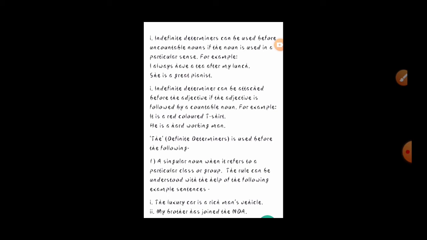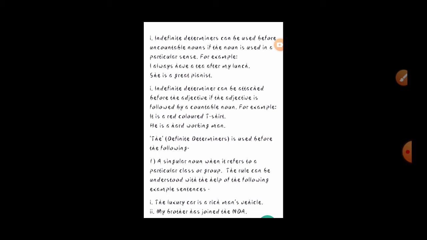For example, she is a great. Specific or particular sense we can use in case of uncountable nouns also. We can use a and an. So next is indefinite determiners can be attached before the adjectives if the adjective is followed by a countable noun.